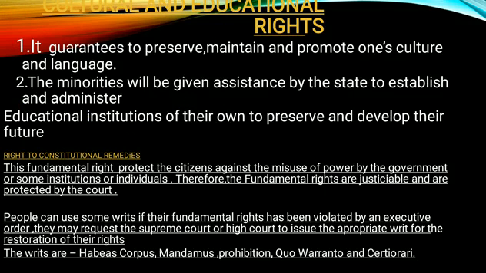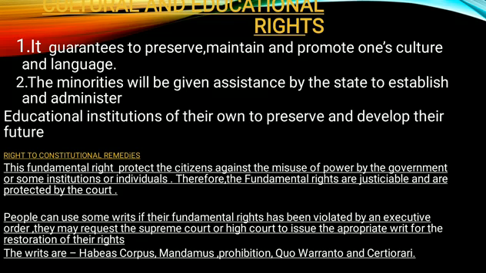Next fundamental right is cultural and educational rights. It guarantees to preserve, maintain and promote one's culture and language. Second is the minorities will be given assistance by the state to establish and administer educational institutions of their own to preserve and develop their culture. Means everybody has a right to develop and protect their culture, and these cultural and educational rights guarantee to preserve, maintain and promote one's culture and language.